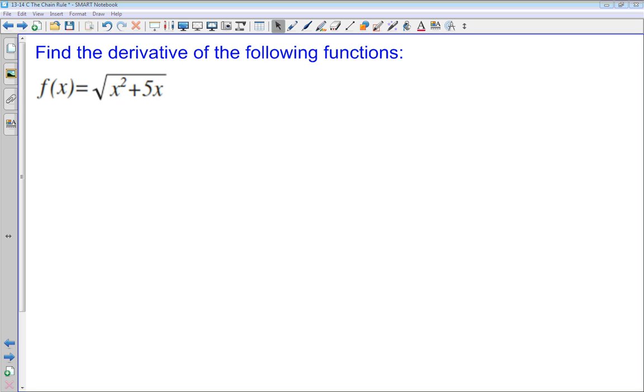So let's take a look at our first example here. We're going to have a series of functions here that we want to find the derivative of, and we're going to be using the chain rule in each of these. So our first function is f at x equals the square root of x squared plus 5x.